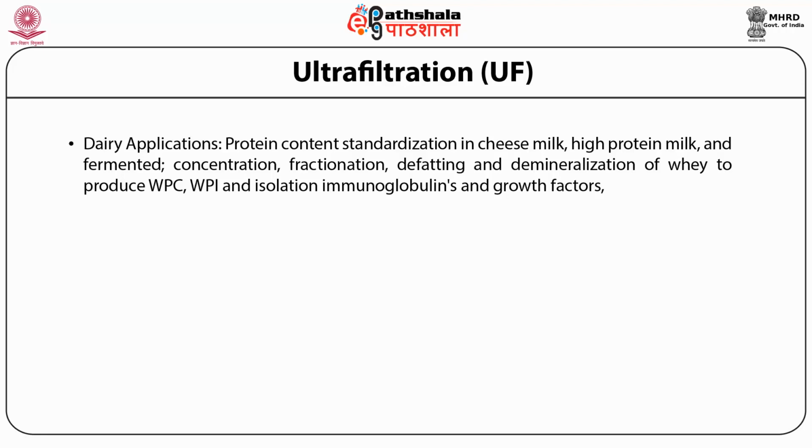Ultrafiltration has enabled the dairy industry to convert its whey, which is produced in huge quantities, into a series of value-added products. In whey processing, UF is employed for concentration, fractionation, defatting and demineralization to produce whey protein concentrates, whey protein isolates, and different whey protein fractions like immunoglobulins and growth factors. UF is the only process used for the concentration of total milk proteins in skim milk for the production of milk protein concentrate and milk protein isolates.